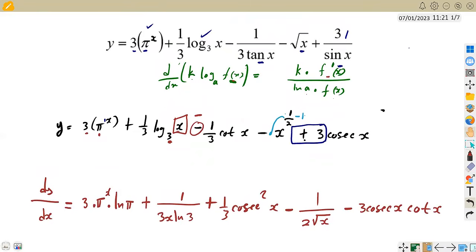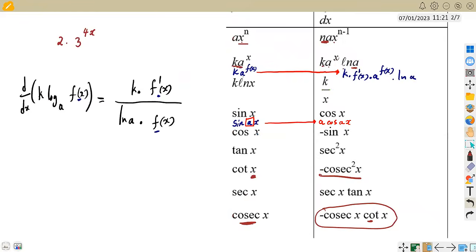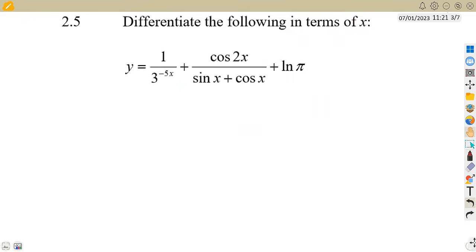All right, so let us check the other part of our question. Like I said, you've got so many questions that you're going to consider. That's another question. Differentiate the following in terms of x. Again, it's in terms of x. So all you need is to have it in a basic format.